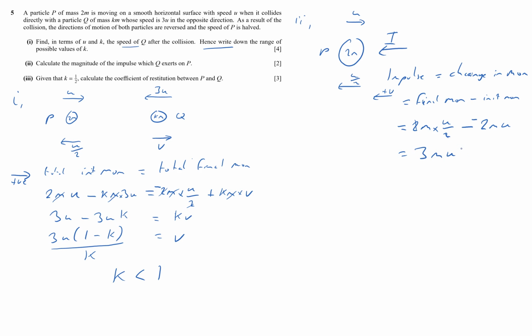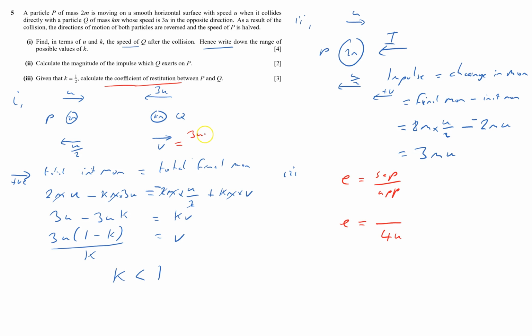That's part 2 done, and then part 3. I'm going to do this one in red. I've got to work out the coefficient of restitution, and it tells me that k is a half. And so we've got E equals separation speed over approach speed. So E equals something over, well, the approach speed, this one's coming at u, this one's coming at 3u, so approach speed is 4u. Separation speed, it's u over 2, but I've got to work out what this v is. I've just worked out what it is here.